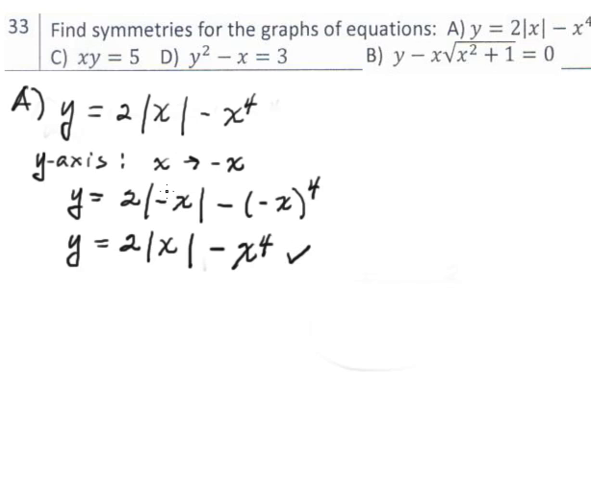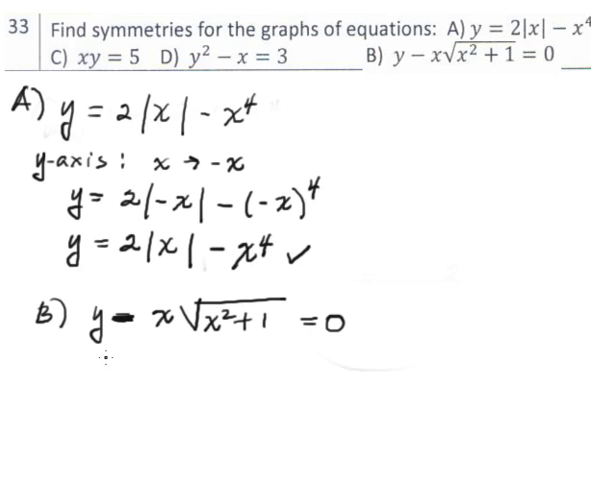And if you check, the other symmetries do not exist if you do the various tests. Okay, let's look at B. B we have it written over here. y minus x, and then we have the absolute value of x squared plus 1.